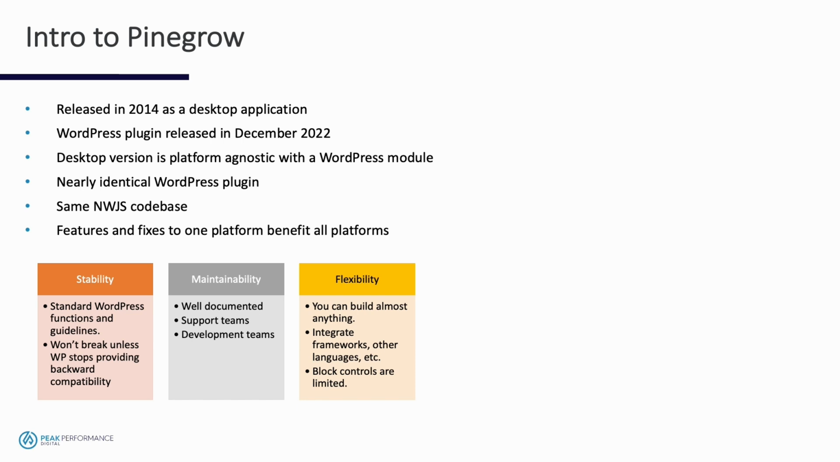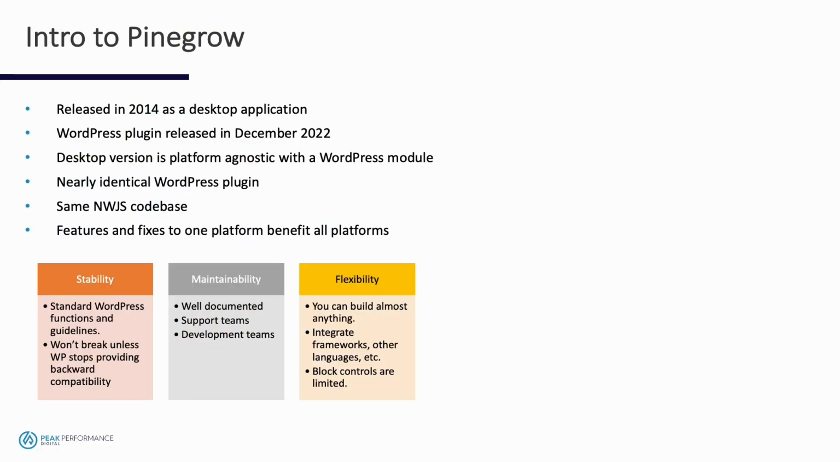Pinegrow's flexibility is amazing. You can use just about any CSS or JavaScript framework you can think of, and you can build almost anything you need. The best part is that it's all HTML and CSS, so code snippets, designs, and other things can just be copied and pasted right into your project. The biggest limitation I've found, though, is with the block controls. They're pretty basic, and Pinegrow doesn't offer a built-in way to stylize them, customize them, or add new controls.